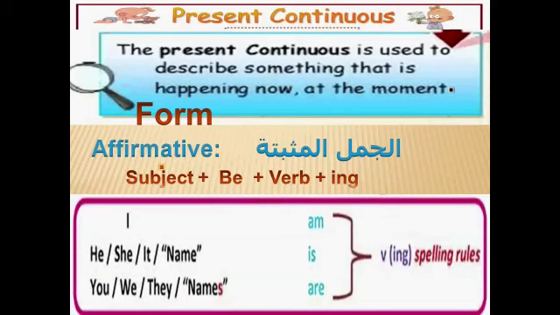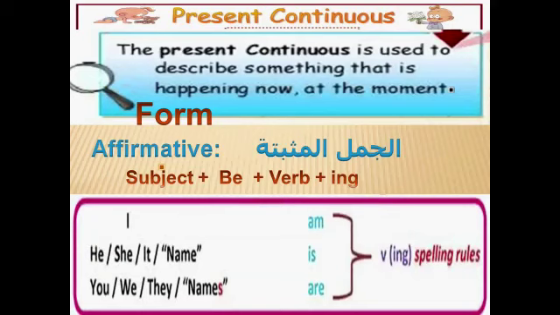Form of the present continuous. First, affirmative sentences. In forming affirmative sentences, use a subject, after the subject, a verb to be, then a verb with ing. Okay, then complete the sentence, and by the end of the sentence, put a full stop.